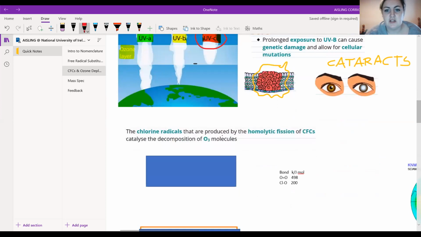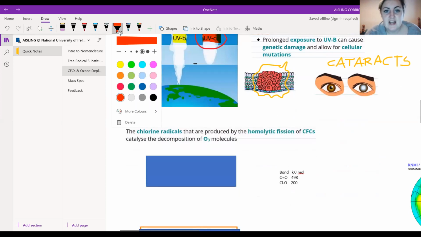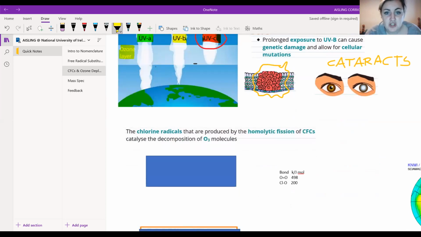So we're going to look at what happens when the CFCs are broken up and we've got those chlorine radicals. The chlorine radicals, produced by homolytic fission, catalyze the decomposition of the O3 molecules. So we're actually going to look at that reaction now, and again, always our trusty bond enthalpy information.